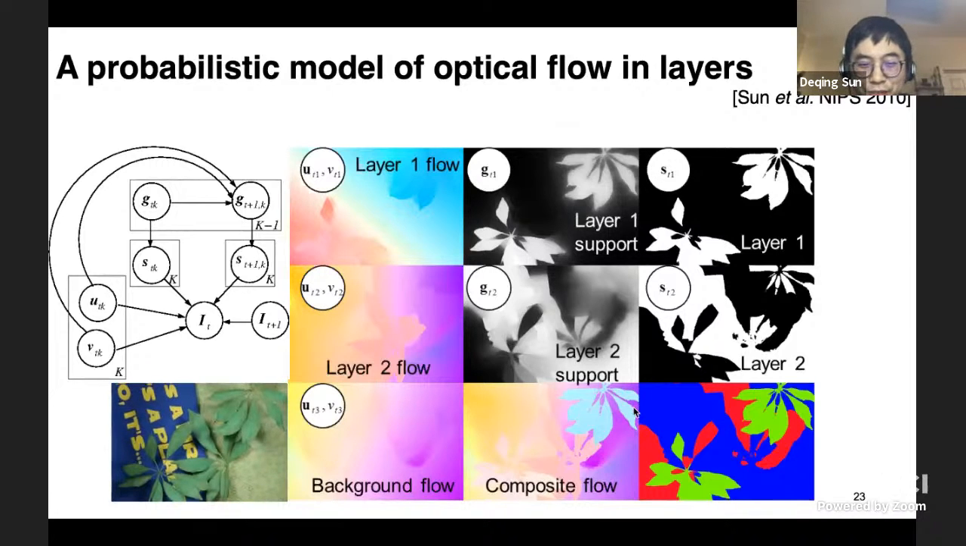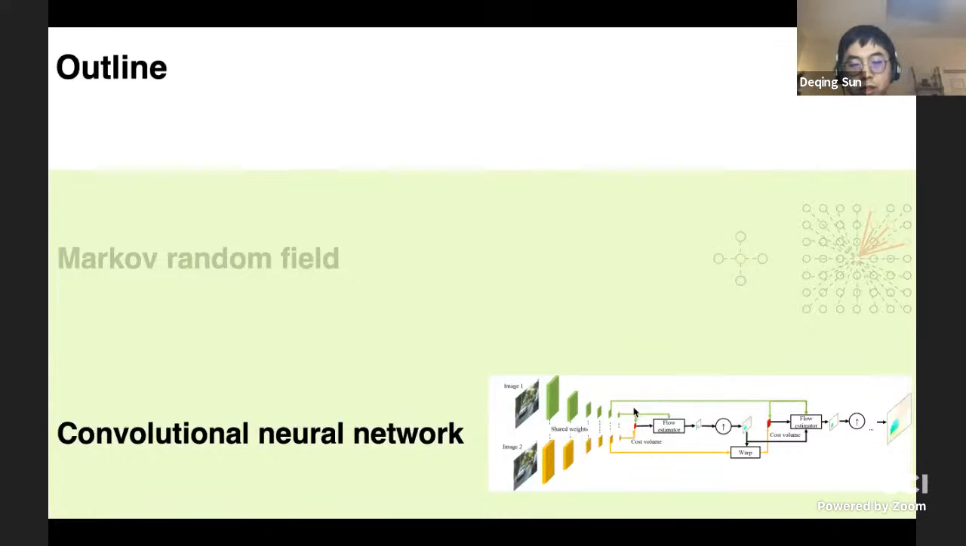But the problem of this layered approach is it makes the running time even higher. I remember when it first appeared, it took several hours, and I remember it was the second slowest method on Middlebury at that time. So next I will switch to this convolutional neural network-based approach, to see how we can receive the benefit of both speed and accuracy.